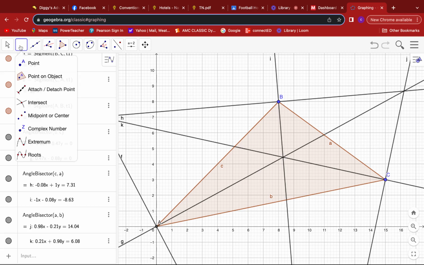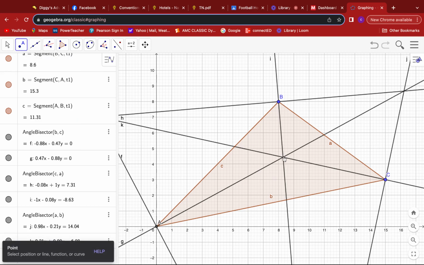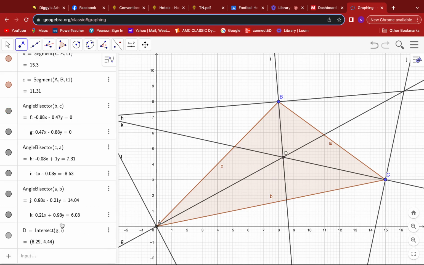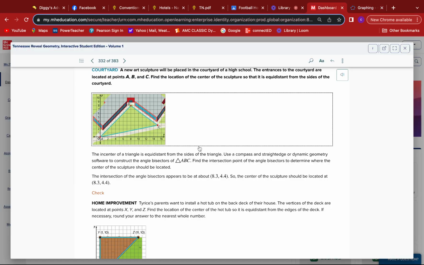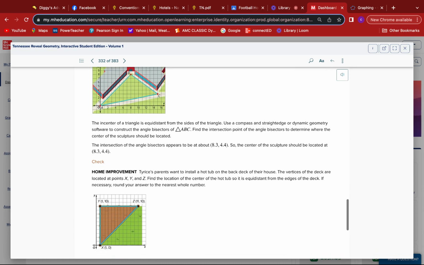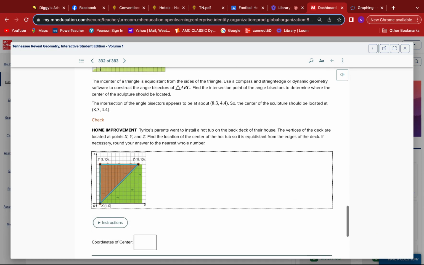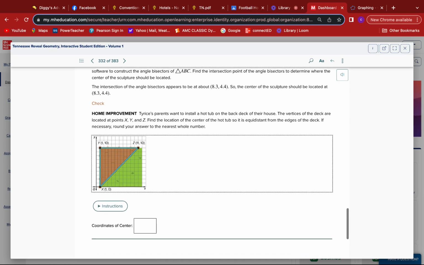So I'm going to come over to my second icon, select point. Boom, there it is. It looks like 8.29, 4.44 is the correct answer for the incenter. And it looks like they rounded it: 8.29 they round to 8.3, and 4.44 they round to 4.4. All right, so their answer is correct. It looks like they're going to want us to do our own check.